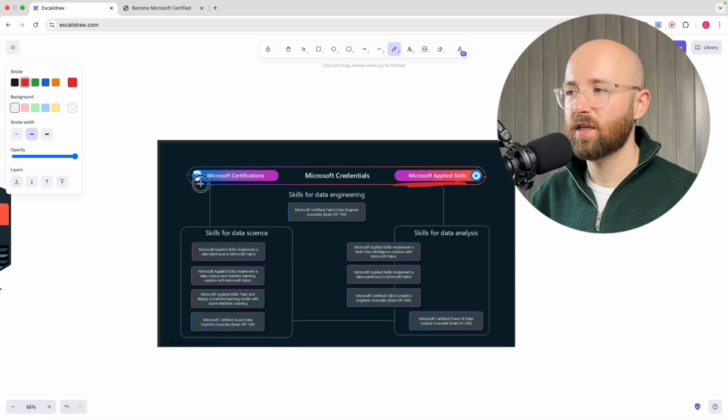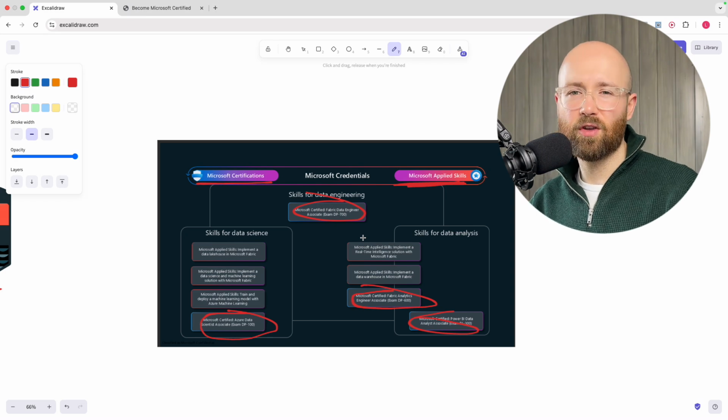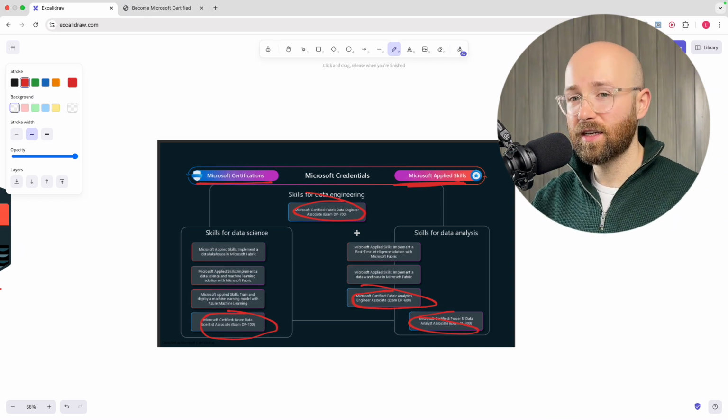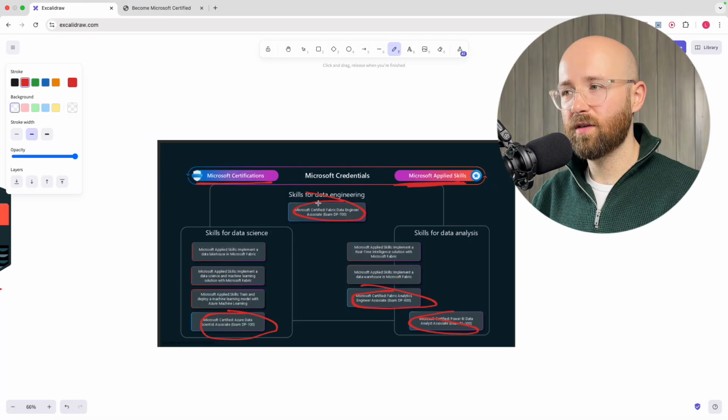So for example, here it's Microsoft certifications. Which of these are certifications? Well, data scientist, Fabric data engineer, Fabric analytics engineer, and then Power BI. The rest of these are actually just skills. And so when you learn a skill, there's no proof that you know it other than the fact you click next, submit, and then you just say, oh yeah, I've done that skill, I know it.